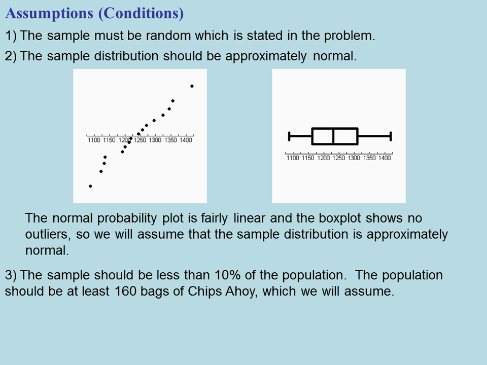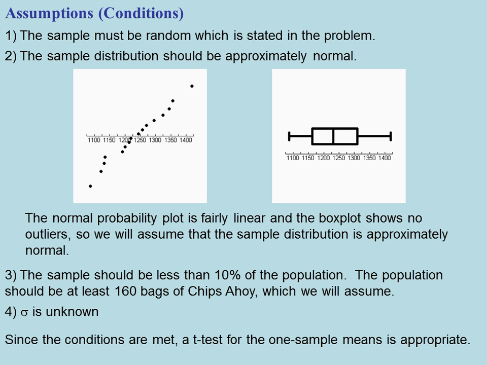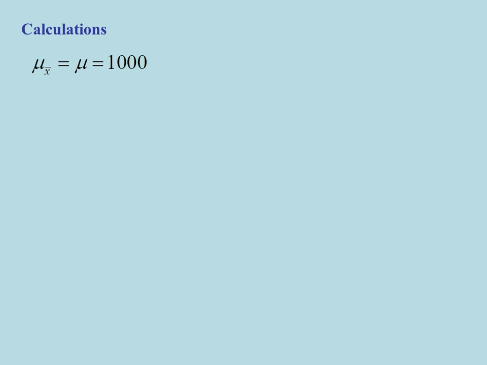Then we look at our 10%. So the sample should be less than 10% of the population. The population should be at least 160 bags of Chips Ahoy, which we will assume. Okay, so we know all of those conditions. However, we don't know what our standard deviation is. So since the conditions are met, a t-test for a one sample mean is appropriate. And again, it's a t-test. We need to make sure that we use a t-test, which means we're looking at our means.